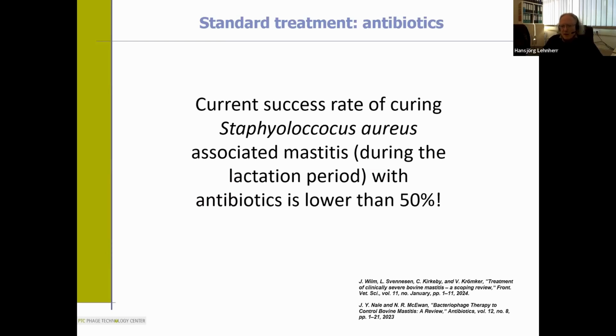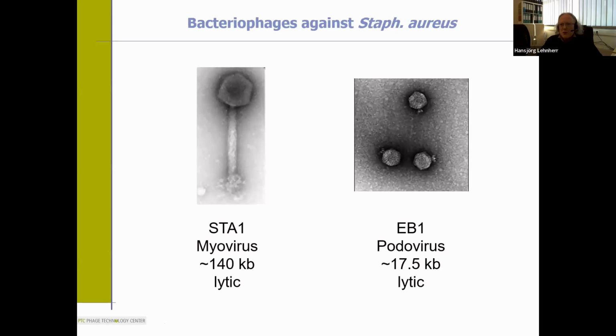How are we going about that? We are definitely not the first ones who tried this. If you want to read about that, I can recommend this review article by Janet Nail. But we said we want to have a go at that anyway. So first question, do you have bacteriophages specific against Staphylococcus aureus? Yes, we find them. Many people around the world found similar phages. And very good for us, they're lytic, so we can use them in a therapeutic application.